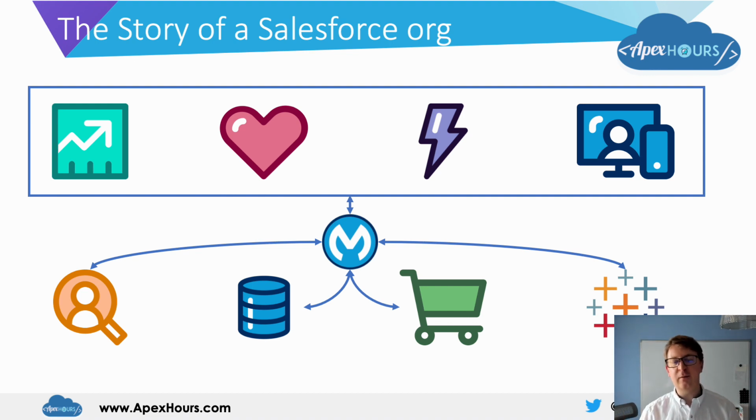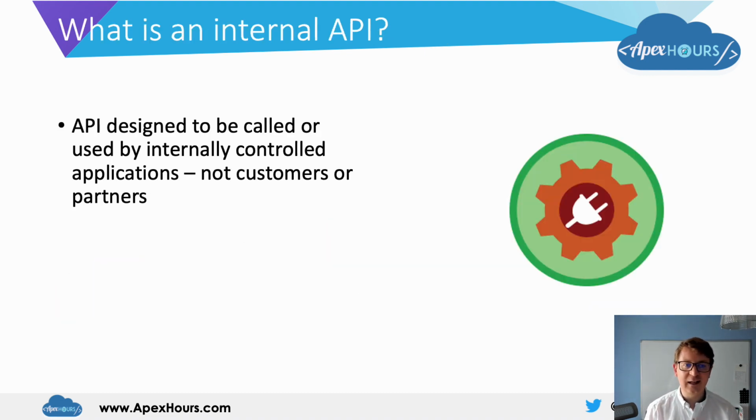And that's really the fundamental question here, and the concept we want to think about is, when we talk about an internal API, we're less thinking about a particular technology, although we'll talk about technology in a minute, whether it's REST or SOAP or whatever. What we're really thinking about is, what data do we want to get, and how do we want to use that data to define our API and how our processes fit together? And that's what an internal API is. So an internal API is an API designed to be called or used by internally controlled applications, not your customers and not your partners.